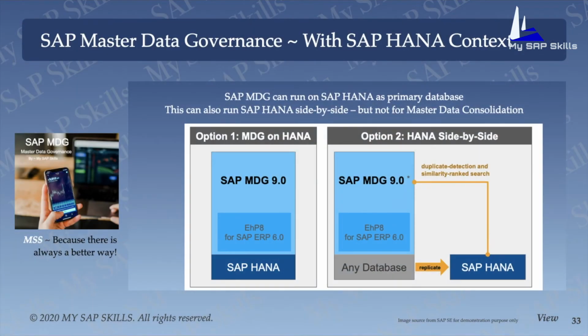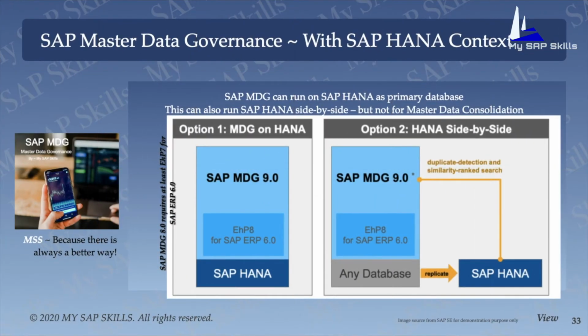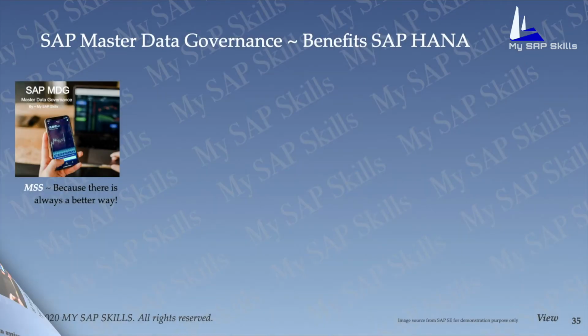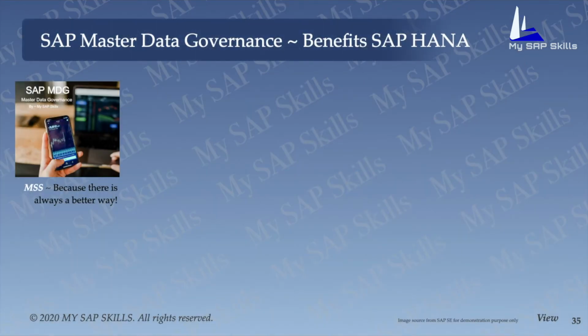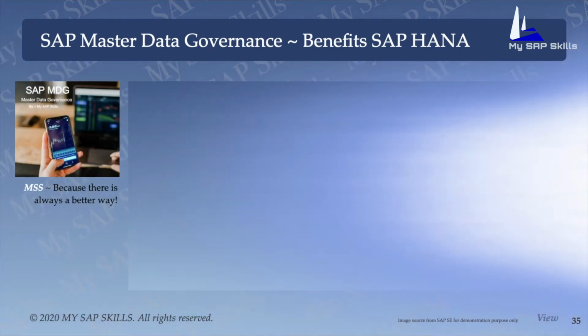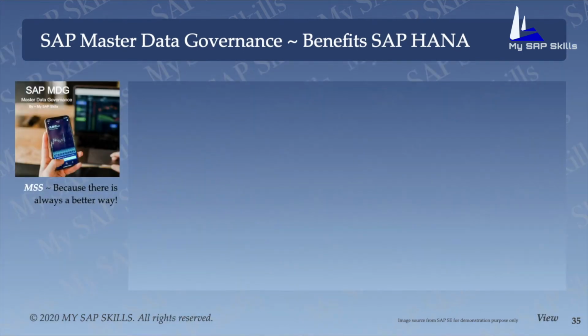Now let's see how SAP HANA is integrated with SAP MDG as a primary or secondary database. If installed on EHP8 for SAP ERP 6.0, SAP MDG can run on SAP HANA as the primary database. You can also run SAP HANA side by side, but not for the master data consolidation process. As we can see on the screen, some important features we have already discussed.